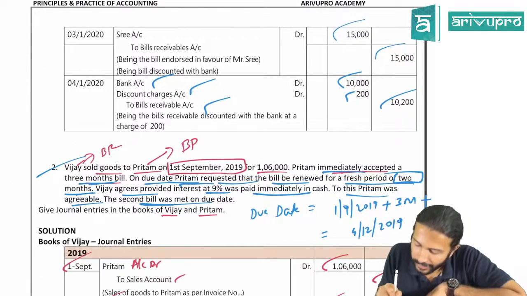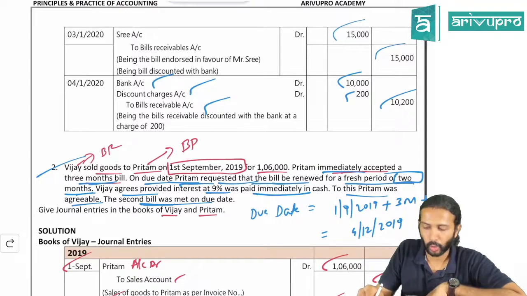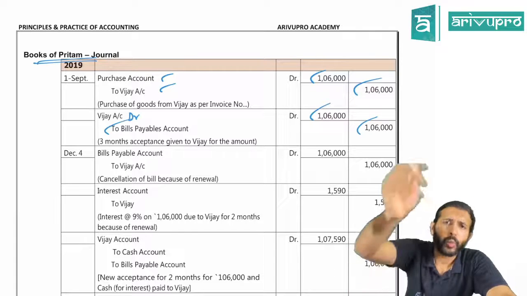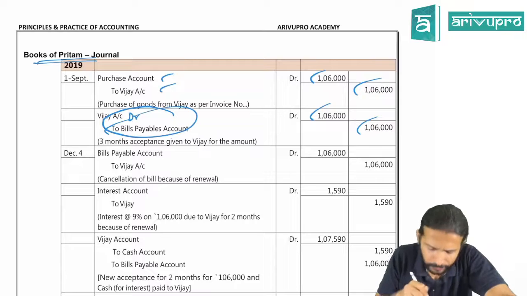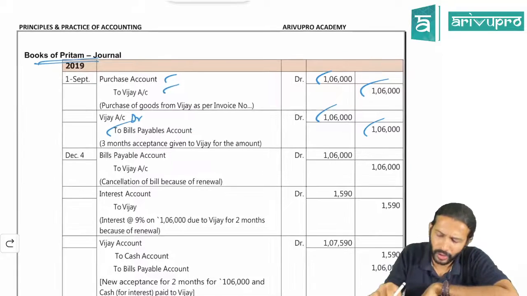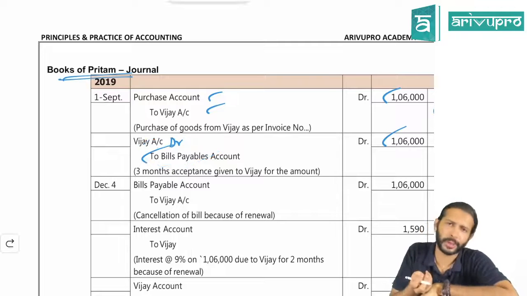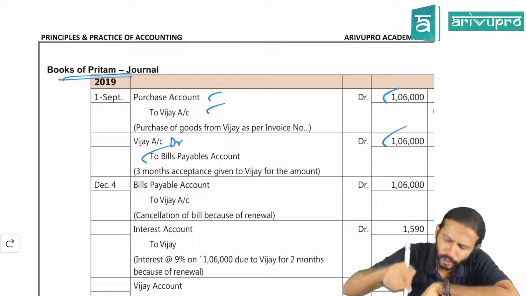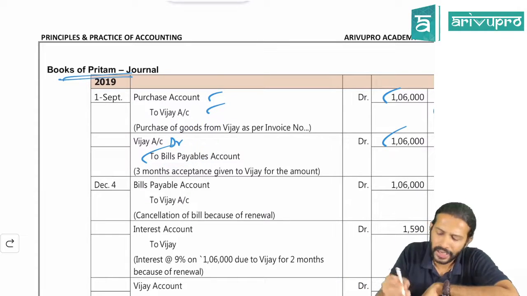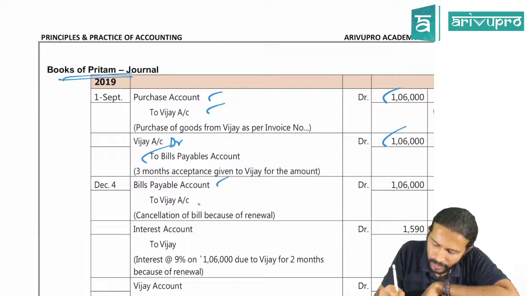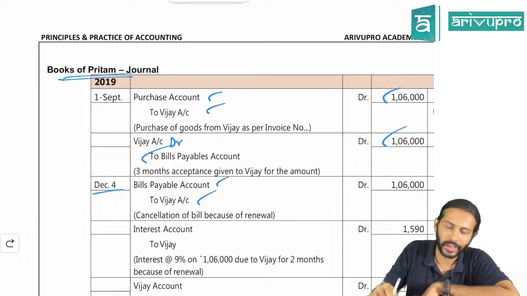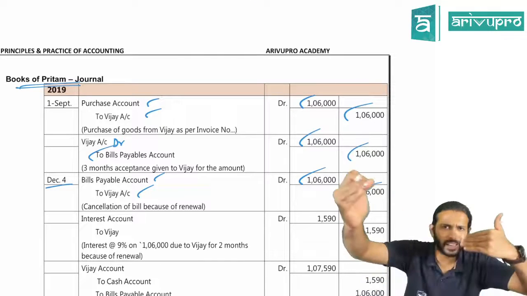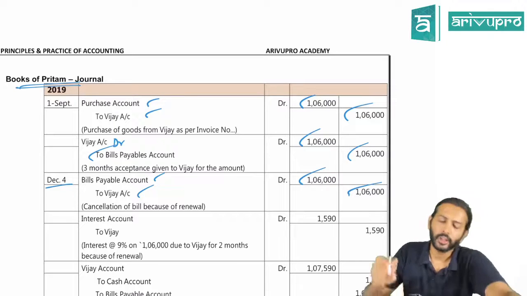On the due date, Preetham requested the bill to be renewed. Whenever renewal happens, the old bill needs to be cancelled. When you issued the bill, what entry did you pass? Vijay account debit to bills payable. Since you renewed the bill, that old bill has become worthless, so you cancel it. For cancelling, the entry is the opposite: bills payable account debit to Vijay on the due date, December 4th, which we already calculated. Same amount, 1,06,000. Got it? We have extended the bill by 2 months. So what did Vijay tell?